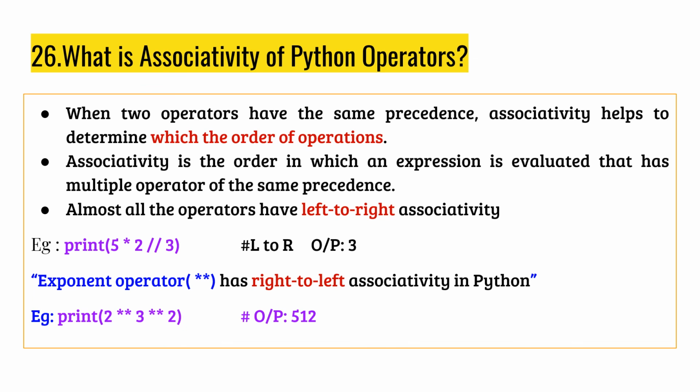Almost all the operators in Python follow left to right associativity, except one operator, the exponent operator, that is to the power. That only follows right to left associativity; the rest follow left to right associativity. In case you have operators of the same priority sitting next to each other, you have to go from left to right. That is the key point here.